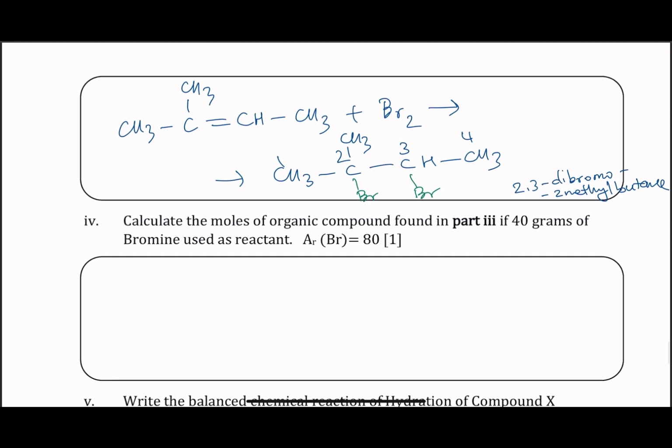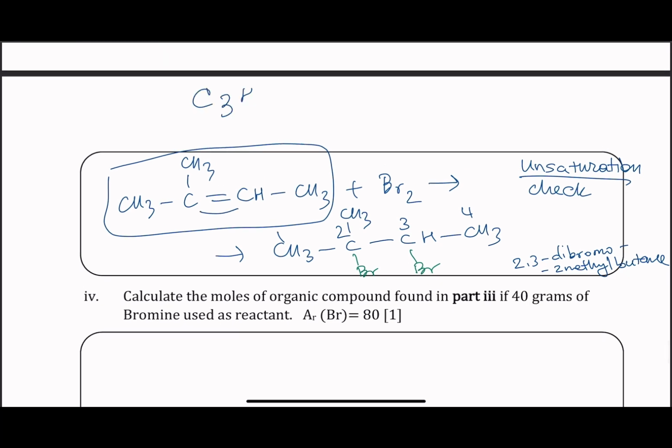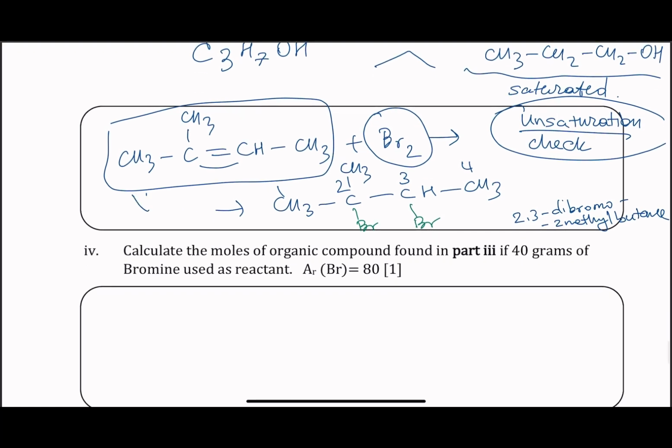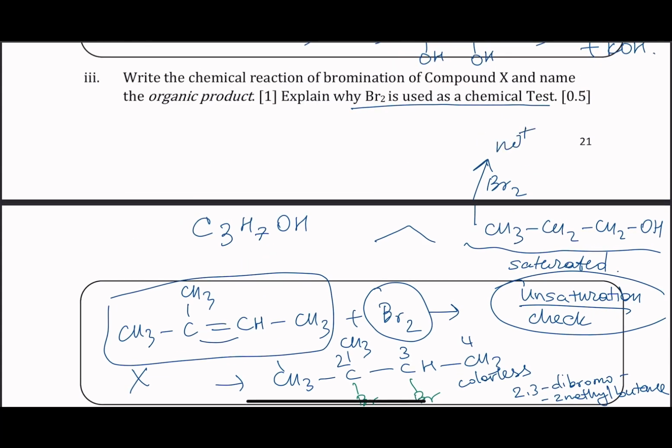So you would write here: for unsaturation check, because we know that we have an alkene here which is unsaturated, while propanol, C3H7OH, for example, CH3, CH2, and OH, you see it is saturated. In order to differentiate between them, I would run the bromination test. I know that compound X will turn the bromine colorless, while if I add alcohol and then bromine to it, it will not change the color, so it will give us a negative result.